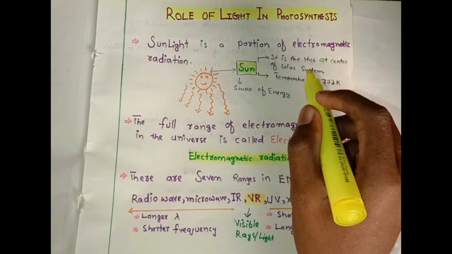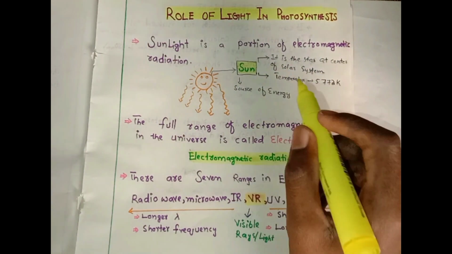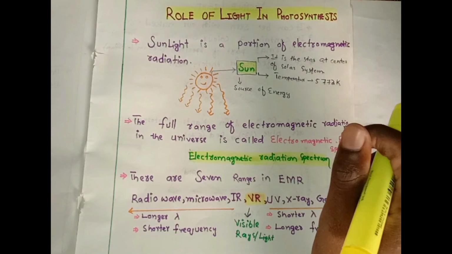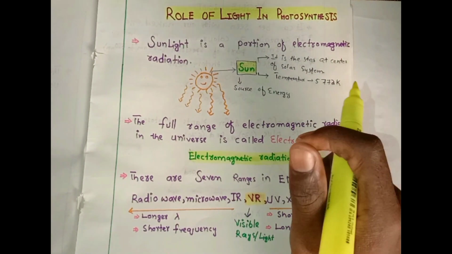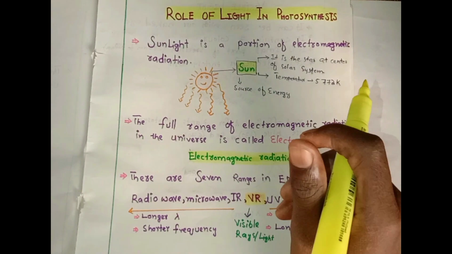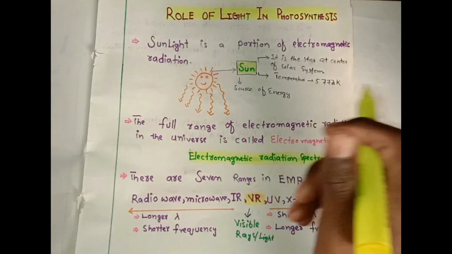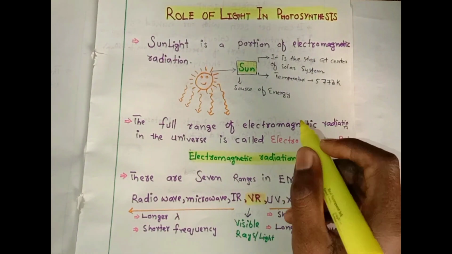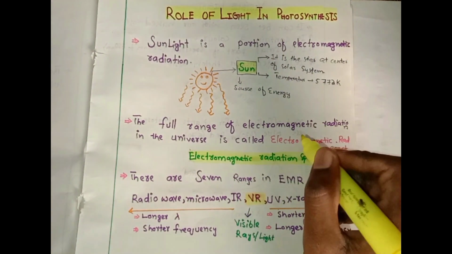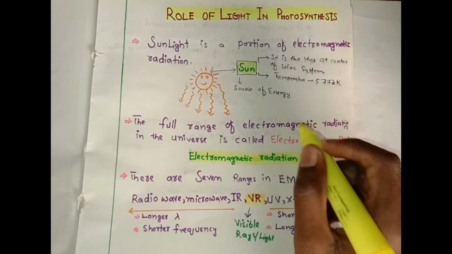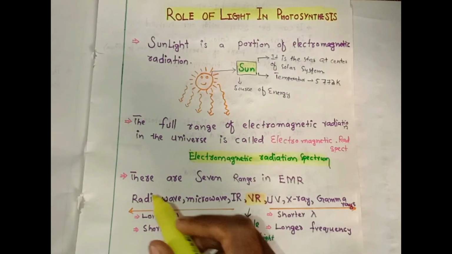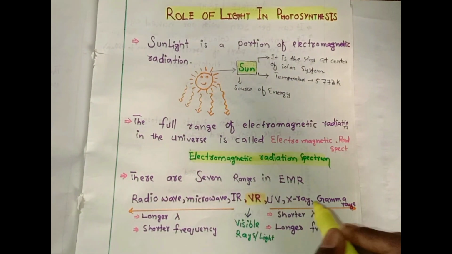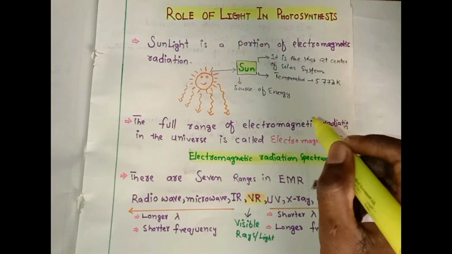Now, what is electromagnetic radiation? The full range of electromagnetic radiation in the universe is called the electromagnetic radiation spectrum. It contains different types of rays, as we have discussed earlier. The electromagnetic radiation spectrum contains 7 ranges. What are the 7 ranges? Radio waves, microwaves, infrared, visible light, UV rays, X-rays, and gamma rays. These are the 7 ranges.